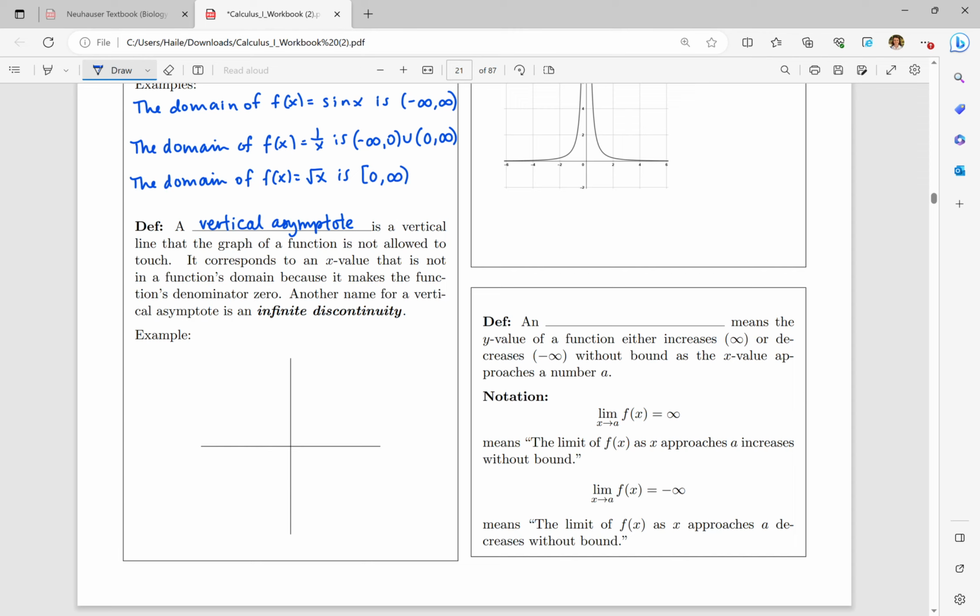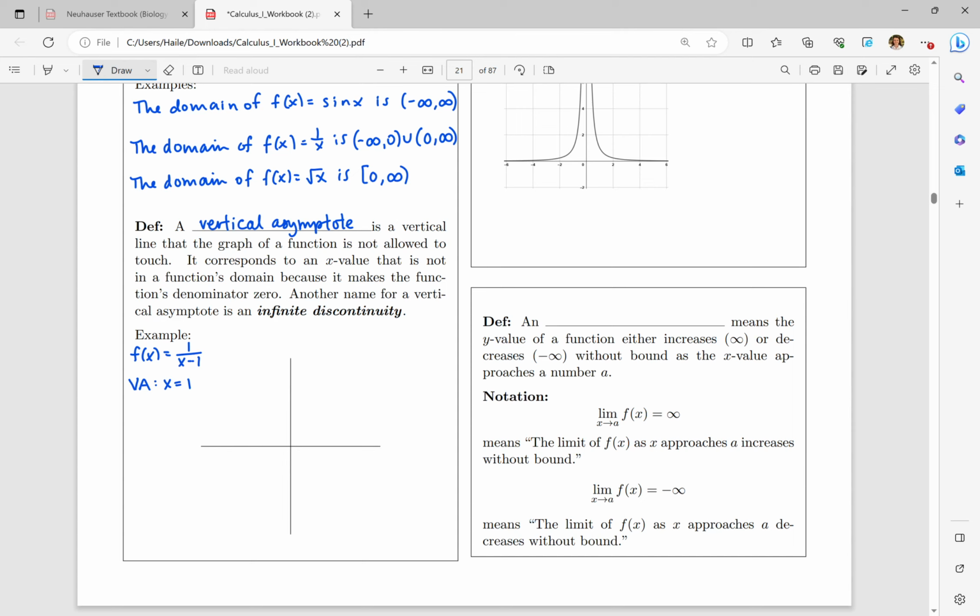So as an example, let's take the function f of x is equal to 1 over x minus 1. So the vertical asymptote is going to be the line where the denominator is 0. If we look at the denominator, we see that it's x equals 1. If we plug in 1 for x, it would make x minus 1 equal to 0. So we know that x equals 1 is the vertical asymptote of this function.